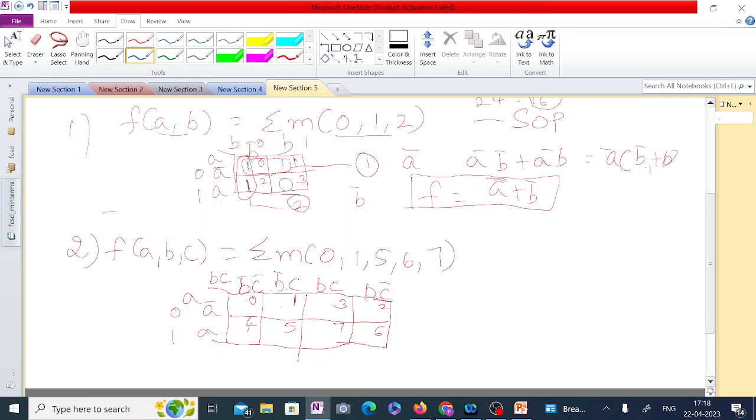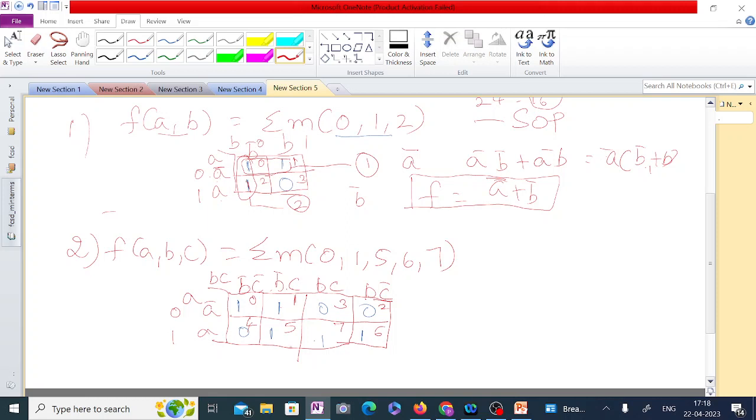Now you're supposed to fill in the values. So wherever you have these min terms, you have to fill with 1. So I'm making all these locations 1, 6 and 7. The rest I'll mark with zeros because missing min terms are max terms. Now I should do the grouping. To do the grouping, the ones should be adjacent.